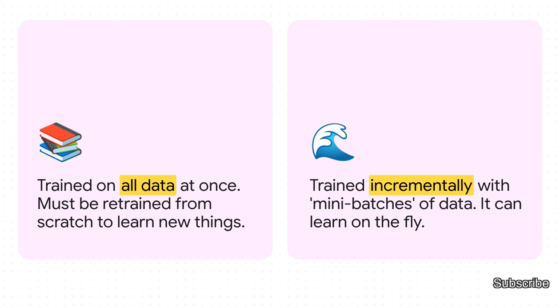Batch learning is the crammer. It takes the entire data set and studies it all in one go. But if you get new information, it's a huge pain. You have to retrain the whole thing from scratch. Online learning, though, that's our continuous learner. It takes in new data in little bits, we call them mini batches, and it adapts on the fly. It's always updating what it knows without having to start all over.